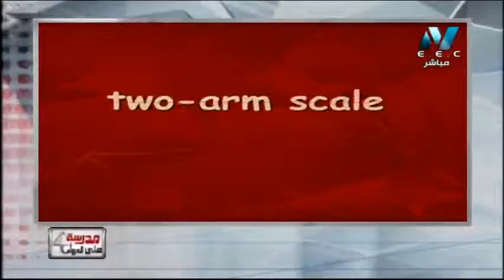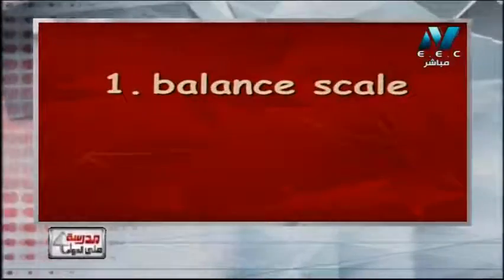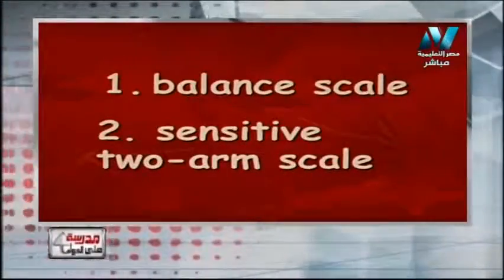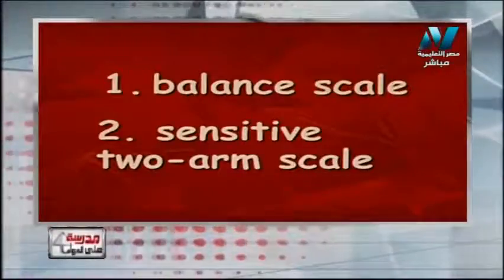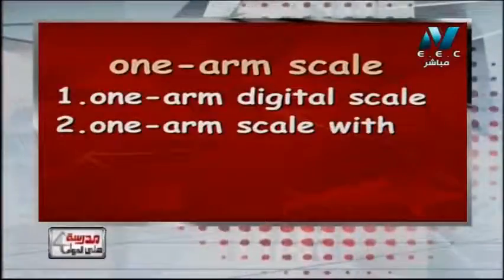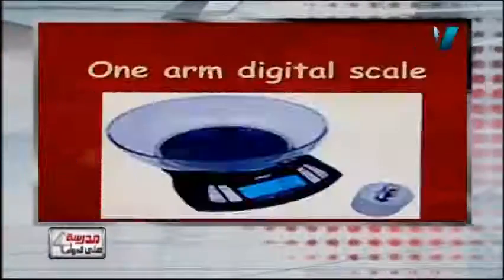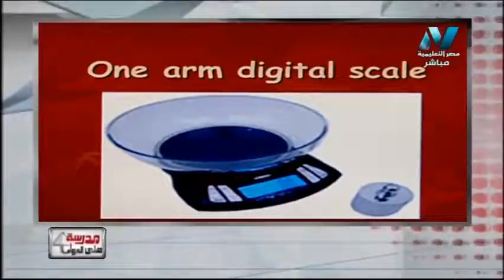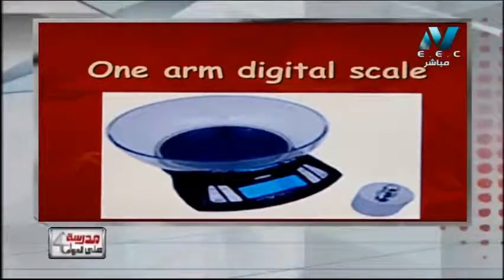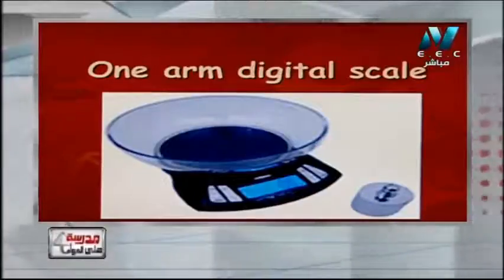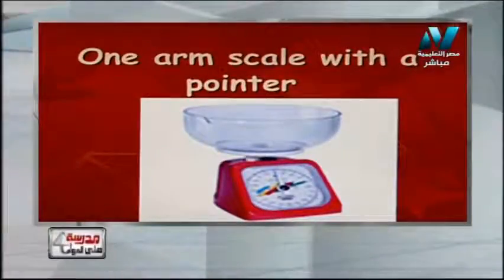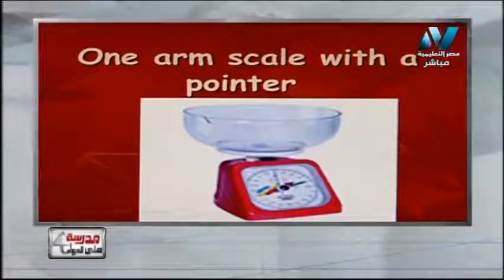طب نشوف كده example ليهم. Balance scale أو common balance وكمان sensitive 2 arm scale، هم دول الـ 2 arm scale. وكمان خدنا 1 arm scale زي الديجيتال أو كمان الـ 1 arm scale with a pointer. طب نشوف كده images ليهم. ده 1 arm digital scale الميزان الرقمي، طبعا ده more accurate، ده بيكون أدق واحد فيهم غالبا يعني. 1 arm scale with a pointer ميزان ذو كفة واحدة لكن بمؤشر، أكيد طبعا شفناه كتير جدا.